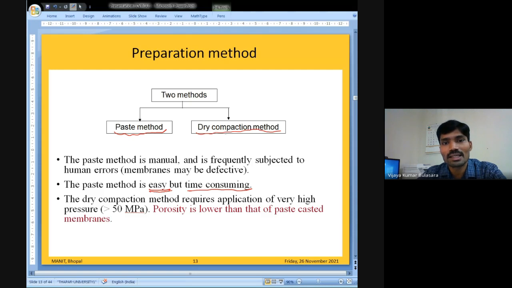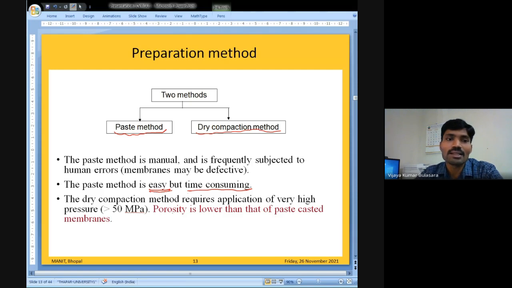So it generally does not require atmospheric drying, but in the paste method, to prepare a consistent paste, we add water to the raw material mixture and then we make the paste. Prior to sintering, some kind of drying, like at ambient conditions, then drying in the furnace at 100 degrees centigrade, is required for membranes prepared using the paste casting method. The dry compaction method requires application of very high pressure, more than 50 megapascals, so it requires a hydraulic press.